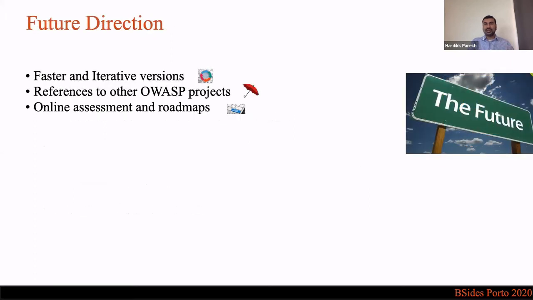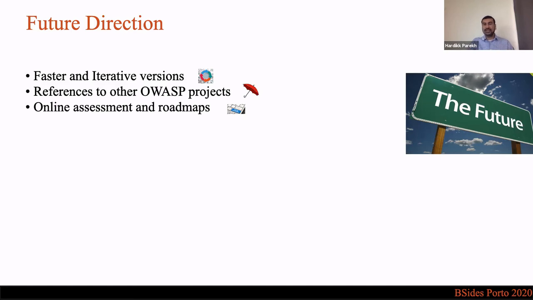So in terms of the future direction, we want to have more faster and iterative versions. It took a little over 3 years between SAMM 1.5 and 2.0. We also want SAMM to become an umbrella project for all other OWASP projects. That way it becomes easy for people who are not familiar with OWASP in general to see what implementation projects can be applied to those SAMM practices.